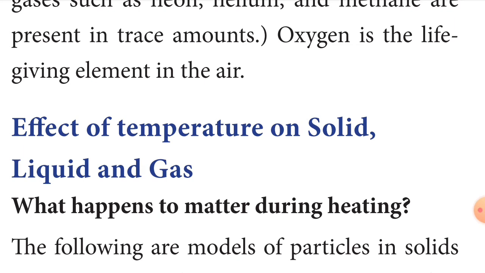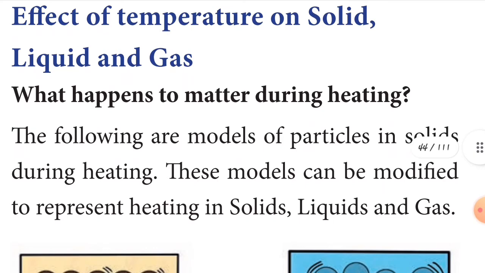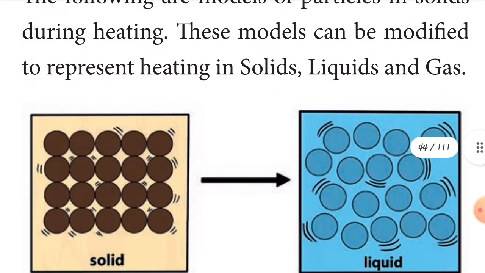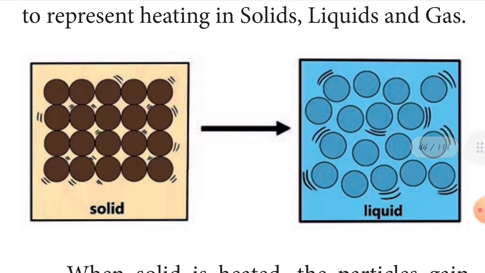Now, let's see the following models that are given. See the first model, the solid model. Here in solids, particles are arranged very closely. When solids are heated, you give some amount of temperature, children, the particles in them gain energy and vibrate more vigorously, and they move slightly further apart from one another. That's a very important nature of the solid molecules.